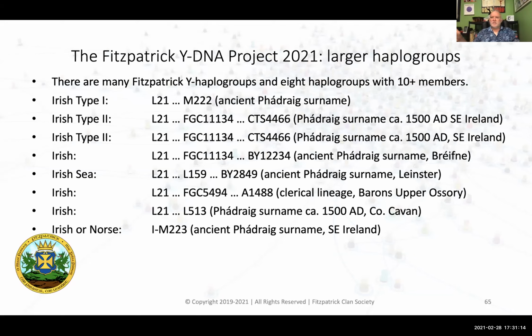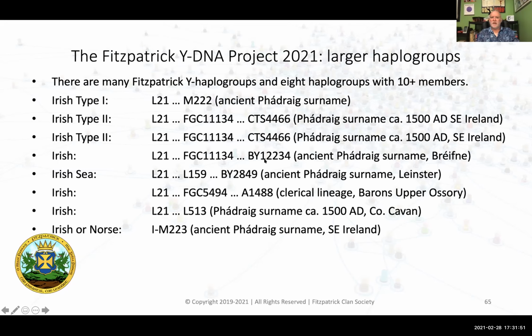Now, talking about the Fitzpatrick DNA Project 2021, I said to Tracy earlier, we've identified around about 60 different groups, okay? There are 8 larger groups with 10 or more members, and here they are. And we'll speak to this diversity in future meetings. But just to quickly summarize, we have Fitzpatricks who are Irish type 1. We have Fitzpatricks who are Irish type 2. In fact, there are 2 groups of Irish type 2, and they have a Fitzpatrick surname from the 1500s.